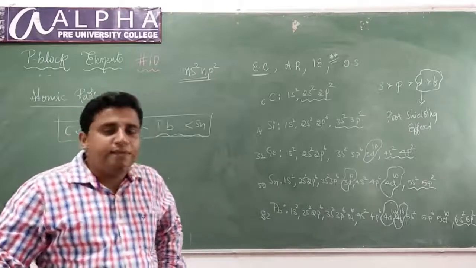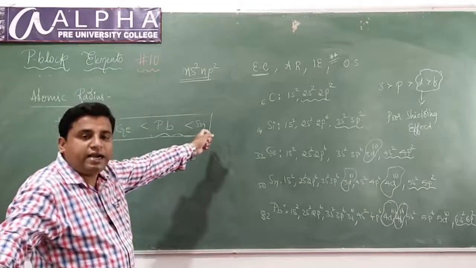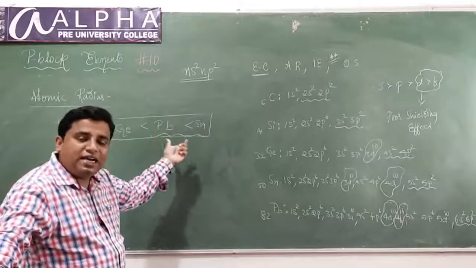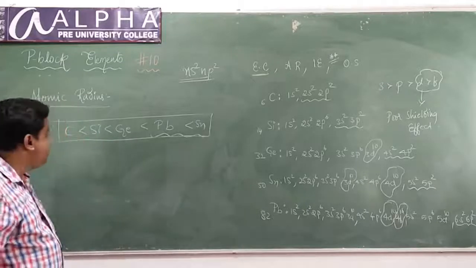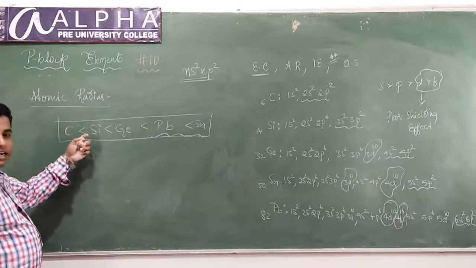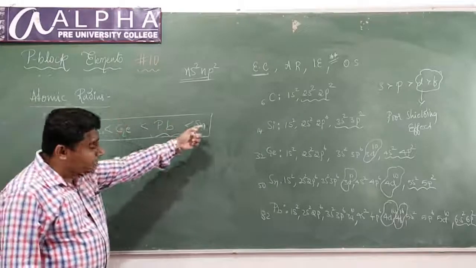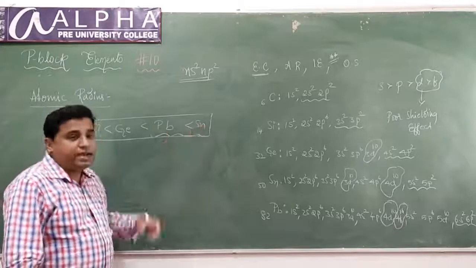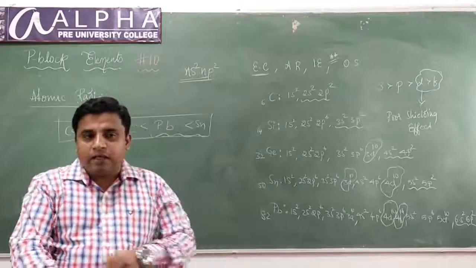When the outer electron is pulled towards the nucleus, the atomic radius will decrease. Therefore, lead has less atomic radius than tin because of the poor shielding effect of both d orbitals and f orbitals. So from carbon to silicon it increases, silicon to germanium it increases, germanium to tin it increases, but from tin to lead it decreases. No doubts?